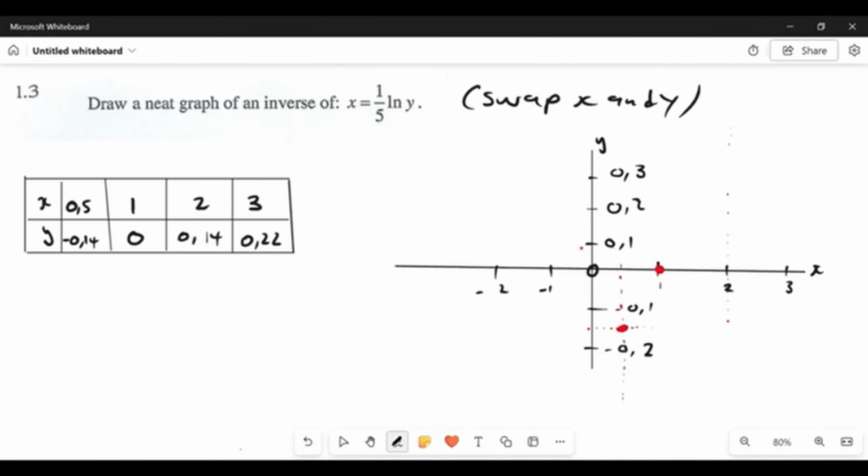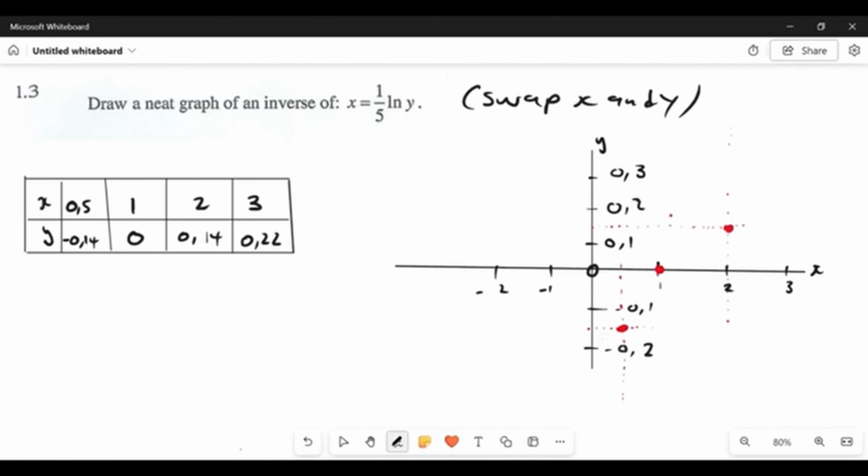So 0,1 is this point here. 0,14 is going to be somewhere almost in the middle between 0,1 and 0,2. So somewhere there, you draw a line that is horizontal. And then wherever these lines intersect, you put a point there.